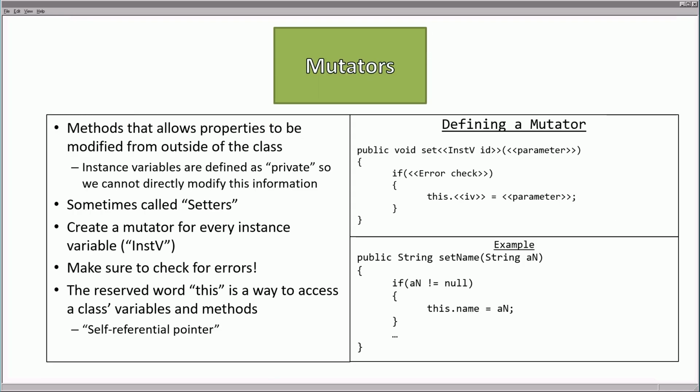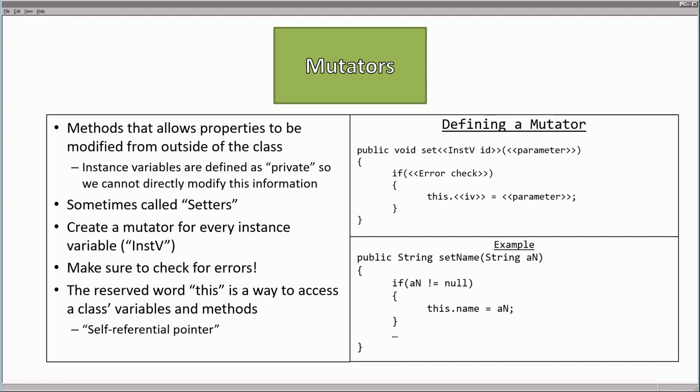This is where mutators come into play. These methods allow properties to be modified from outside the class. Once again, instance variables are defined as private, so we can't directly modify this information. Mutators are sometimes referred to as setters because they are setting the information. Now, just like accessors, mutators have a very simple formula. They all start with public, followed by void. We're not returning information, we're modifying information. This is followed by set and then the instance variable ID. For every one of the mutators, we do need parameters because we are modifying the data.